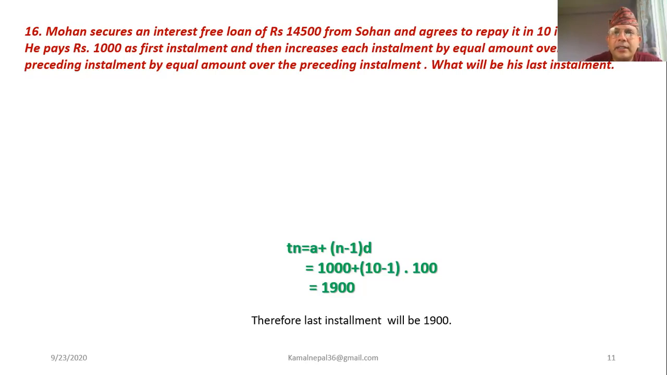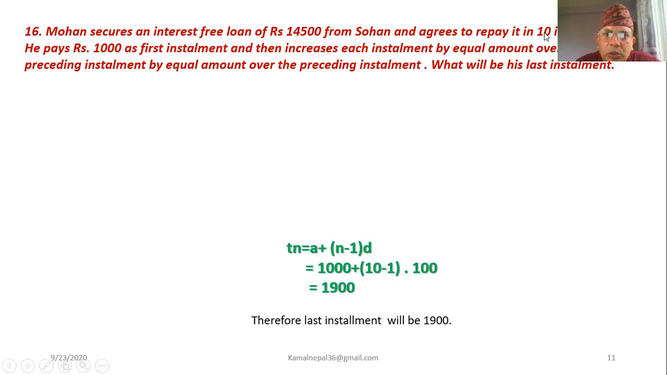Mon secured an interest-free loan of rupees 14,500 from Sohan and agreed to repay it in 10 installments. He pays rupees 1,000 as the first installment and then increases each installment by an equal amount over the preceding installment. What will be his last installment? So his total loan is 14,500. So it is your sum. So he wants to pay in 10 installments.